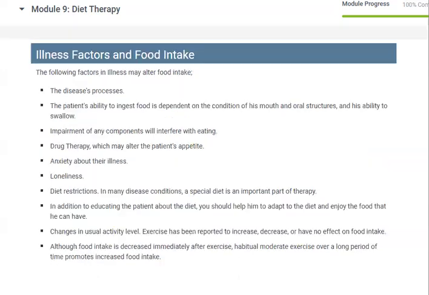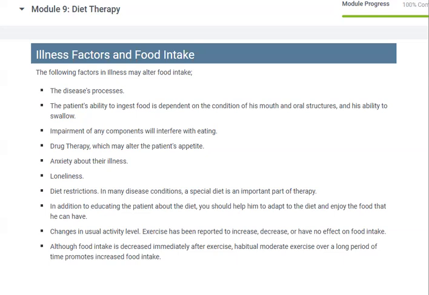Illness factors and food intake. The following factors in illness may alter food intake. The disease's processes. The patient's ability to ingest food is dependent on the condition of his mouth and oral structures and his ability to swallow. Impairment of any components will interfere with eating. Drug therapy, which may alter the patient's appetite, anxiety about their illness, loneliness, diet restrictions.